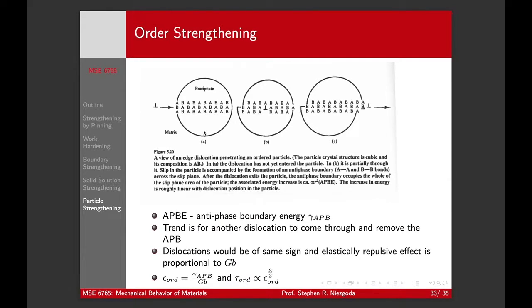Now this dislocation is going to shear everything over. So as it goes through, it's going to create a mismatch. Right now, this A is not surrounded by B's anymore. Now it has an A down here.